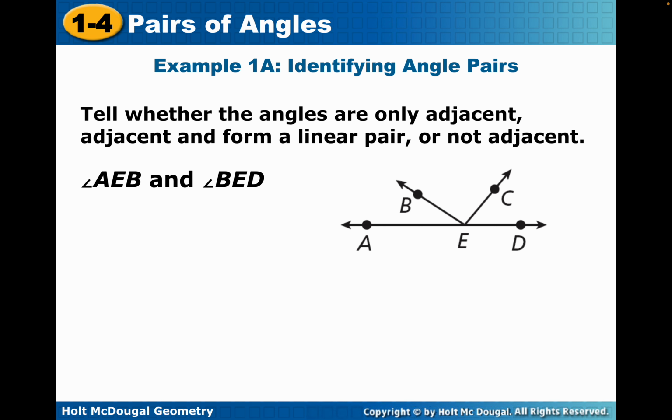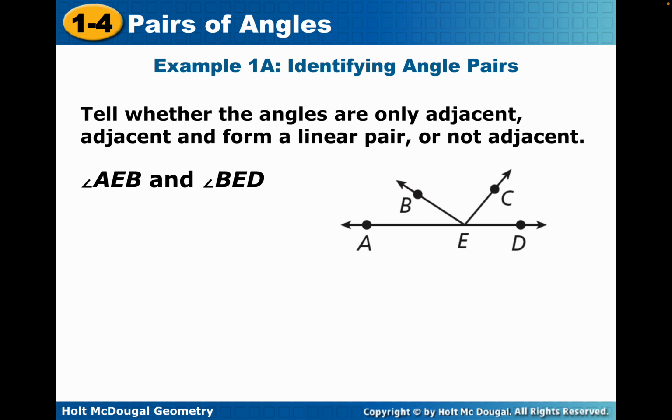So what makes two angles adjacent? Who can tell me? They share a common vertex and a common side. Do those two angles share a common vertex and a common side? They do. Okay. Now we need to see, do they form a linear pair as well?